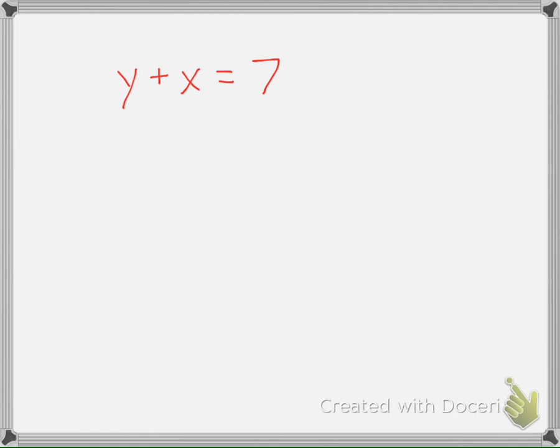So, the first thing we need to do in order to determine if it's direct variation is we want to put it in y equals form. Now, all that means, remember when we were solving equations earlier in the year? If I want to get y by itself, what do I need to get rid of? The x. And since I'm adding x, that means I need to subtract.